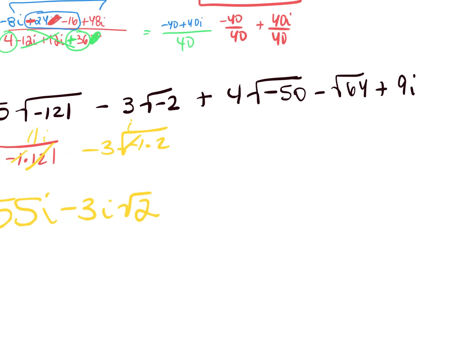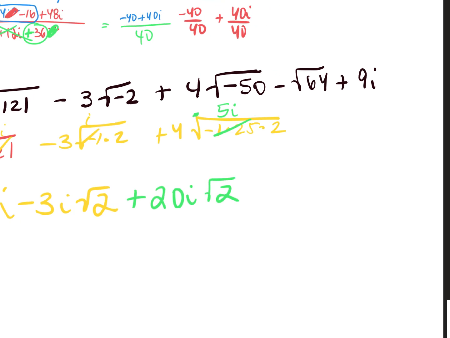So keep scooting along. This is plus 4. And then this is negative 1. Can I break up 50 into something? Okay, I agree, 5 and 10. 25 and 2. Okay, so 25 times 2. Well, what can I take out of 25 and negative 1? 5i. So what does this now become? Plus 20i root 2.